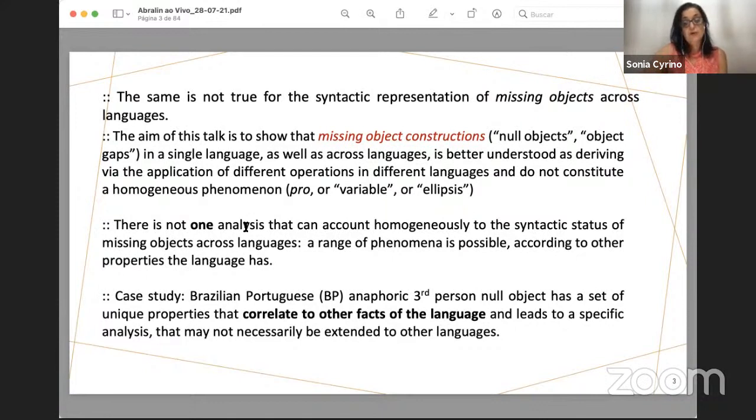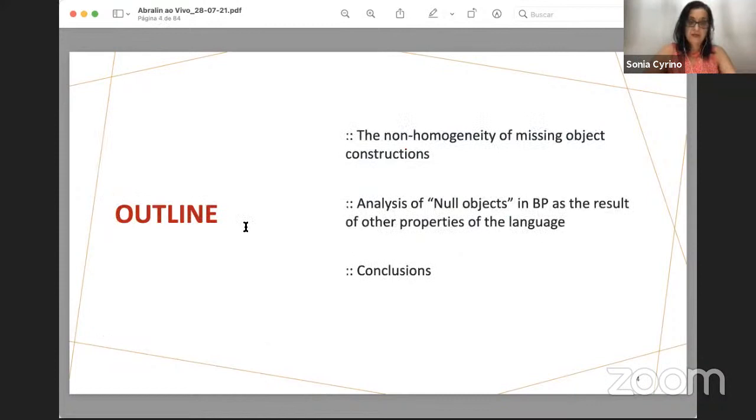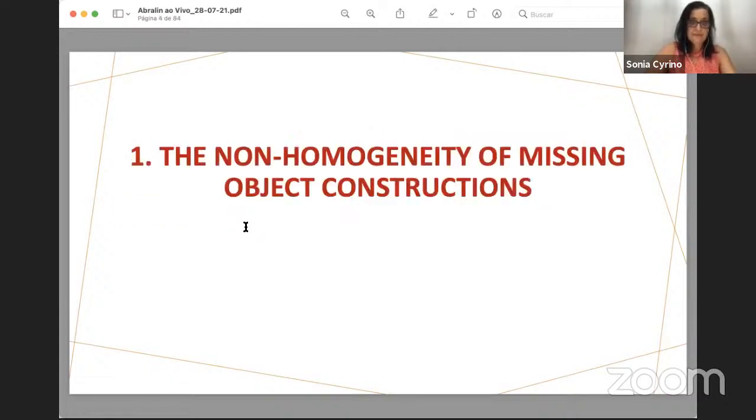And then I'm going to talk about Brazilian Portuguese, the unauthoritative third person null object, that has a set of unique properties that correlate with other facts of the language and leads to a specific analysis that may not necessarily extend to other languages. So the outline of the talk today is, first, I'm going to talk about this non-homogeneity of missing object constructions. Then I'm going to talk about null objects in Brazilian Portuguese and the properties it has, and then we'll come to the conclusions.